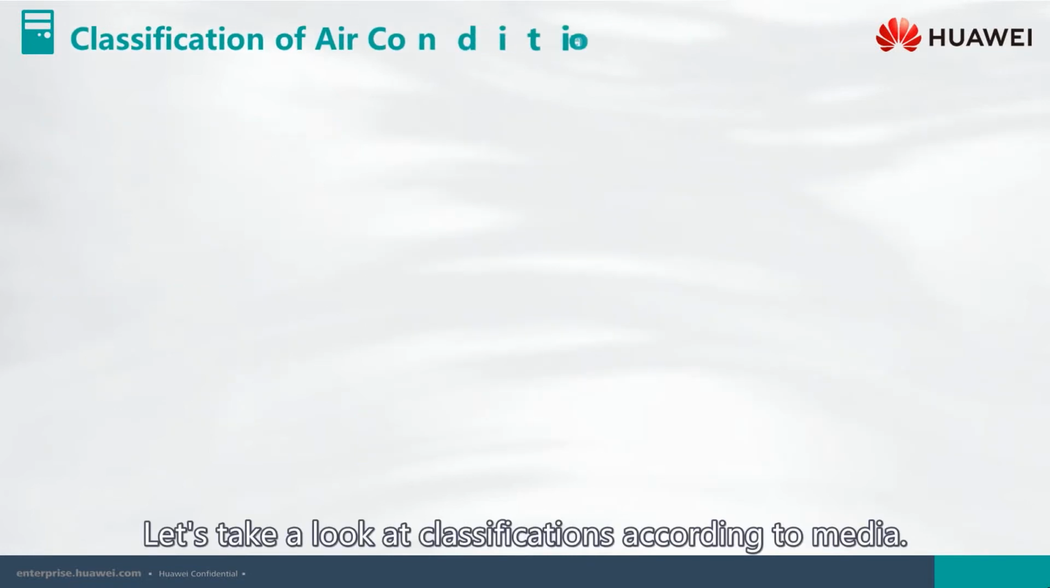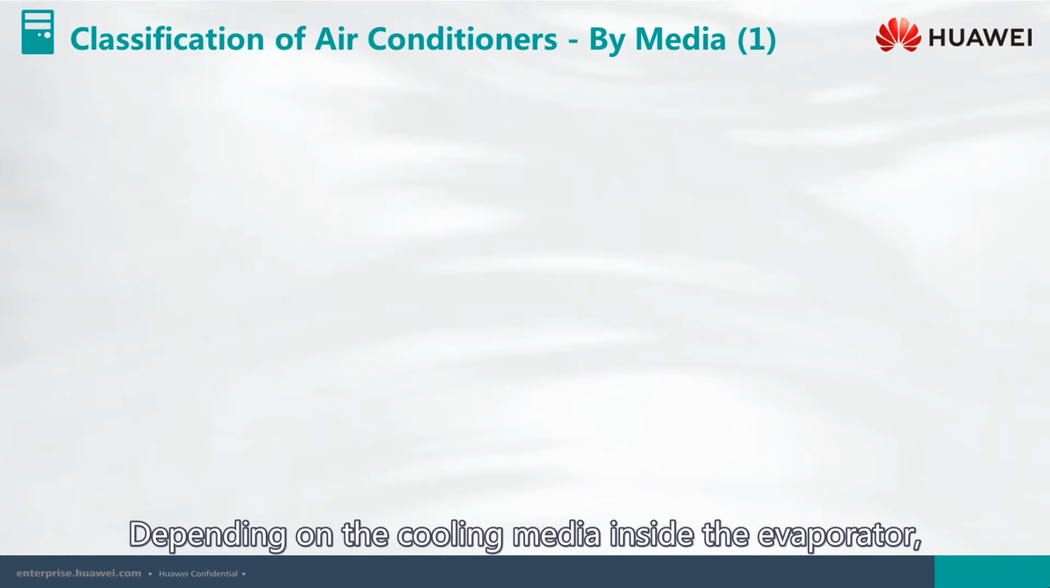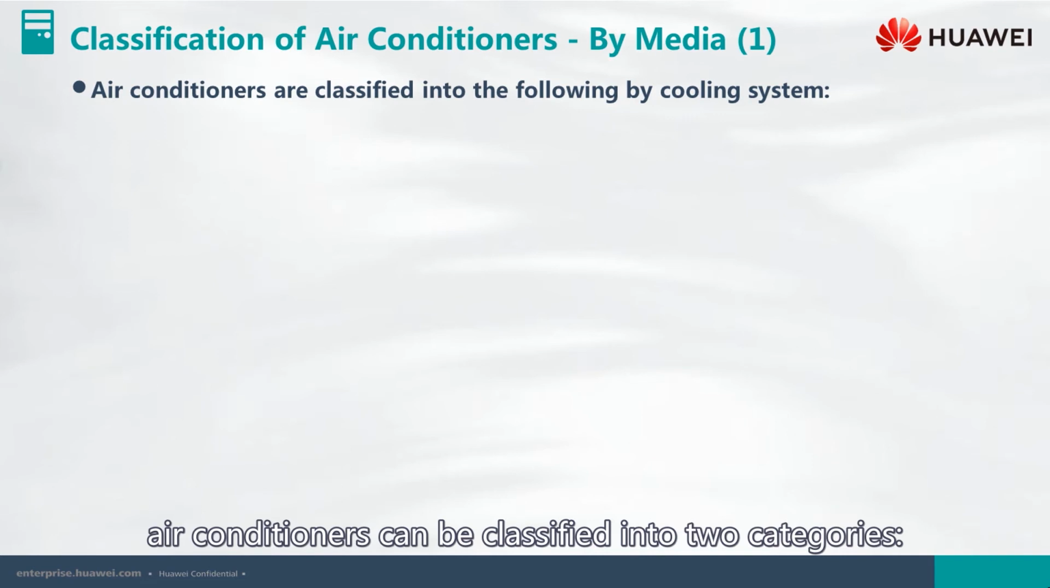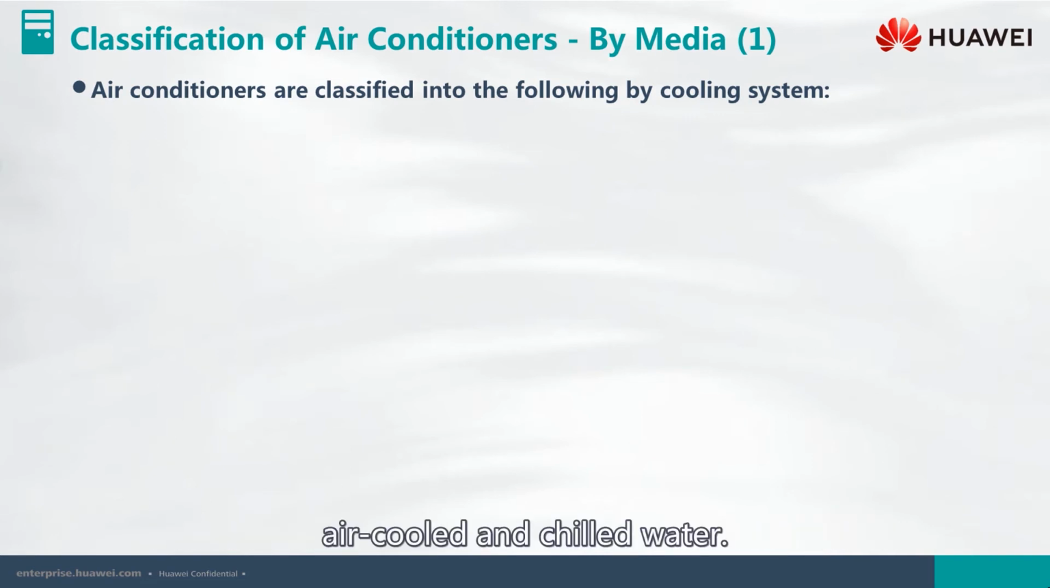Let's take a look at classifications according to media. Depending on the cooling media inside the evaporator, air conditioners can be classified into two categories: air-cooled and chilled water.